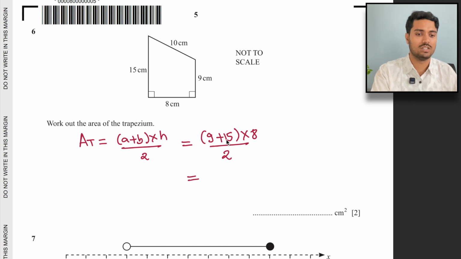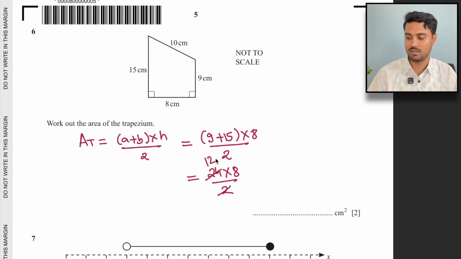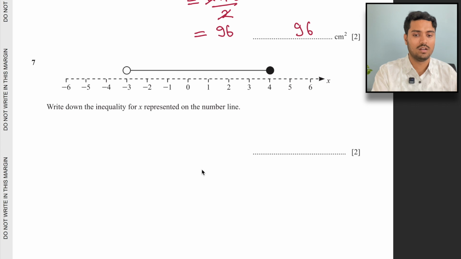So 9 plus 15 is going to be 15 plus 5, 20, 20 and 4, 24. 24 into 8 by 2. So 2 ones are 2, 2 12s are 24, and then we have to multiply 12 with 8. So 12 into 8, that is 96. So we have 96 centimeter square.